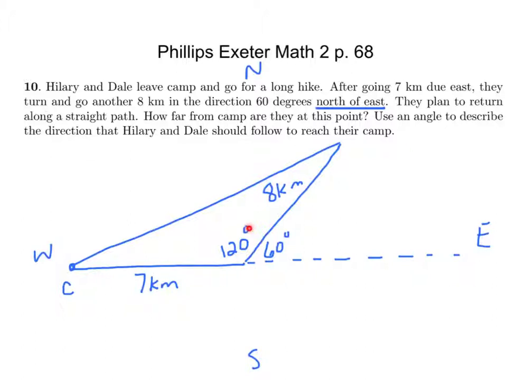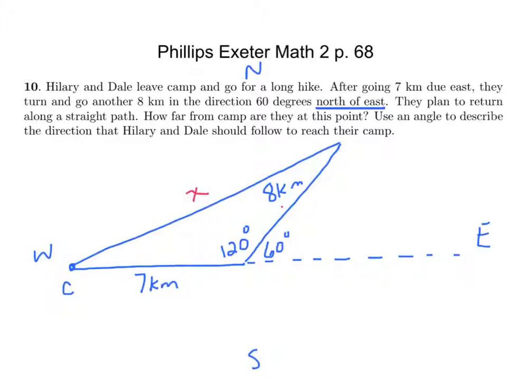Cassie, when they're saying how far from the camp are they, is that asking in kilometers? Yes, so if this is 8 right here, what's this length right here in kilometers?